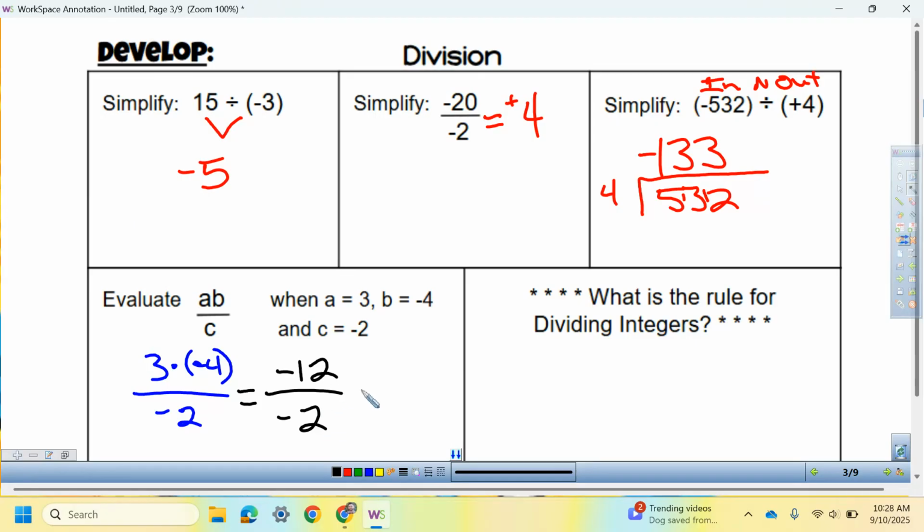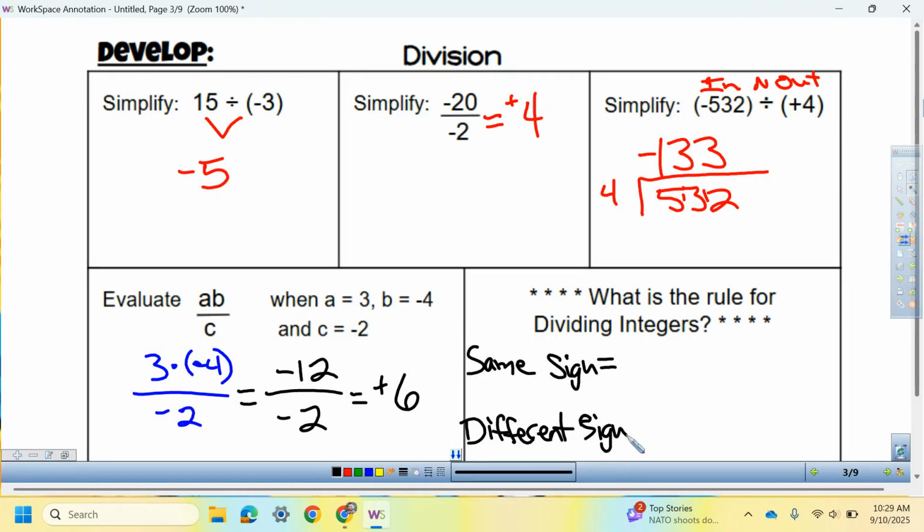Now to finish this up, we have a -12 divided by a -2. Signs are the same, so my answer has to be positive. Now 12 divided by 2 gets me a +6. So, what'd you figure out? What is the rule for division? Let's write it like this. Same sign equals, compare that to when they have different signs.